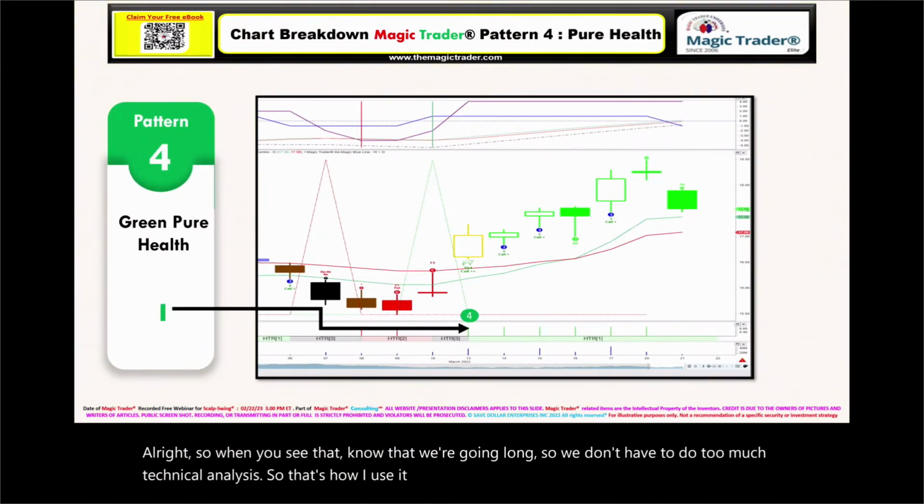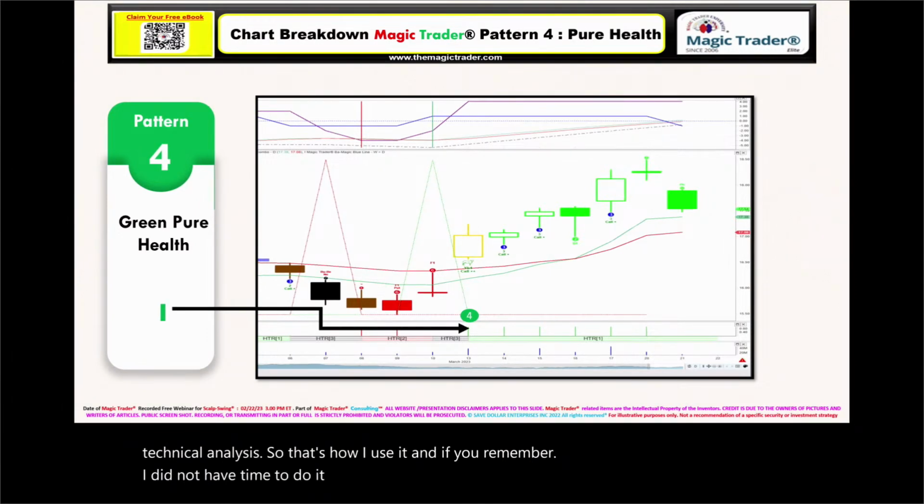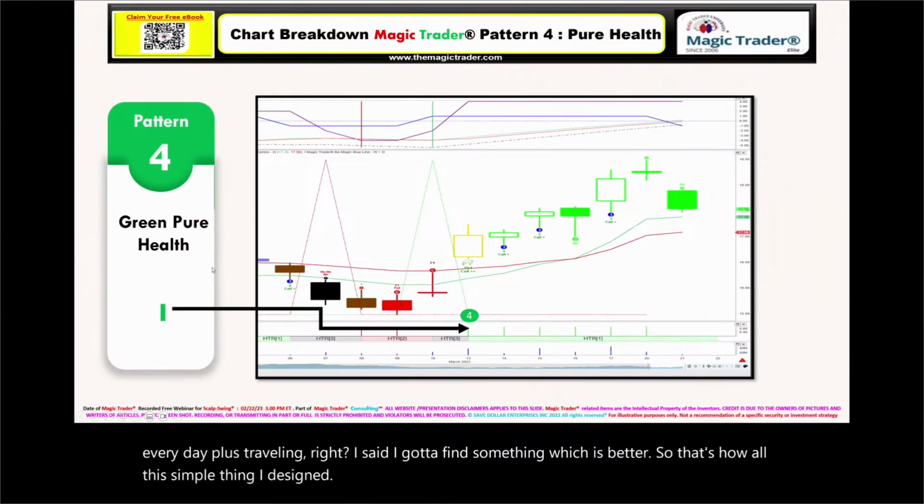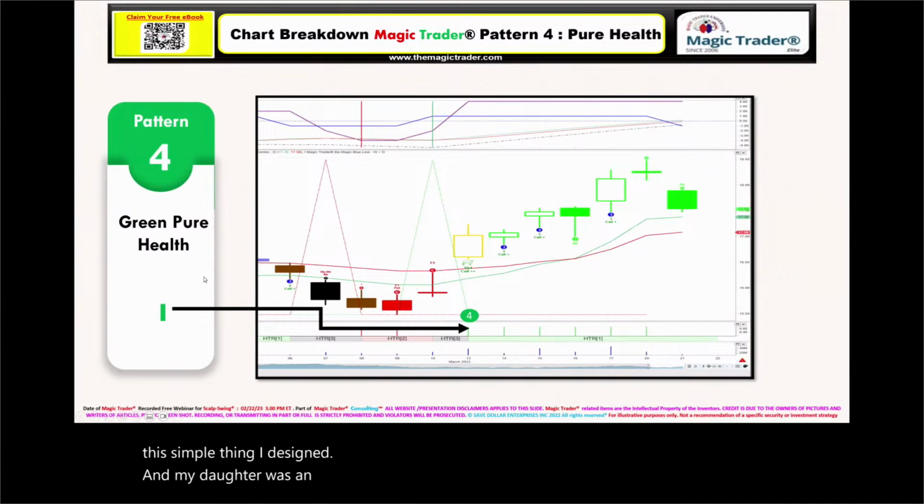And if you remember, I did not have time to do it because I was traveling and getting frustrated, right? 2-3 hours every day plus traveling. I said, I've got to find something which is better. So that's how I designed all this simple thing. And my daughter was instrumental. She did a lot of work for that.